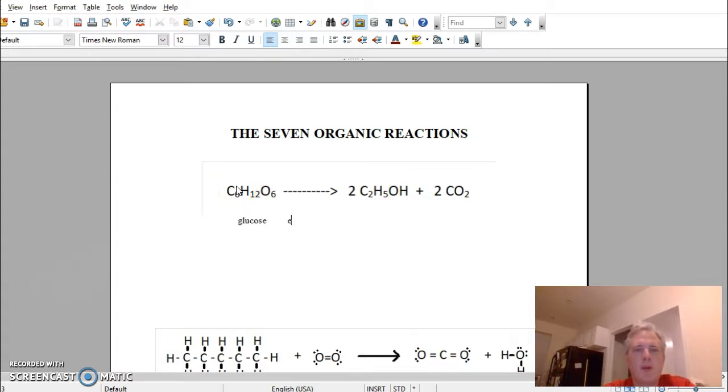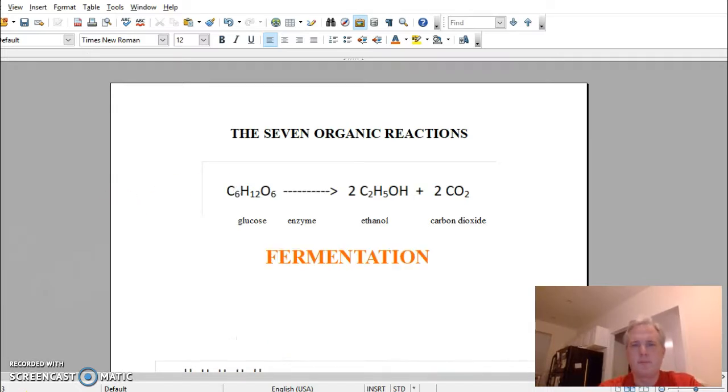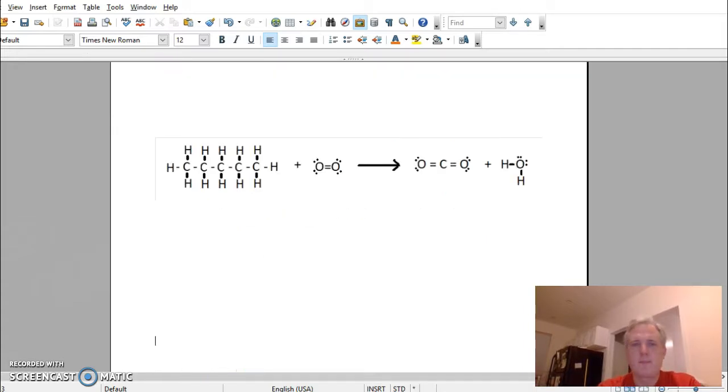Recall when glucose, in the presence of an enzyme, decomposes, it produces an alcohol, not just any alcohol, ethanol, a 2-carbon alcohol, and also carbon dioxide. What is this called? This is called fermentation. Remember, on part 2 questions, you won't have a word bank, so you'll have to commit these 7 reactions, their names, to memory, at least their names.